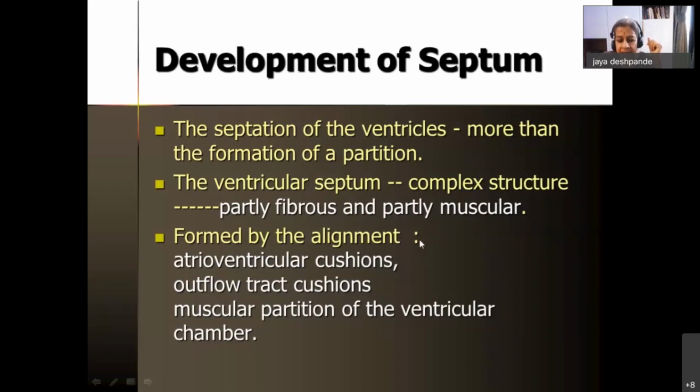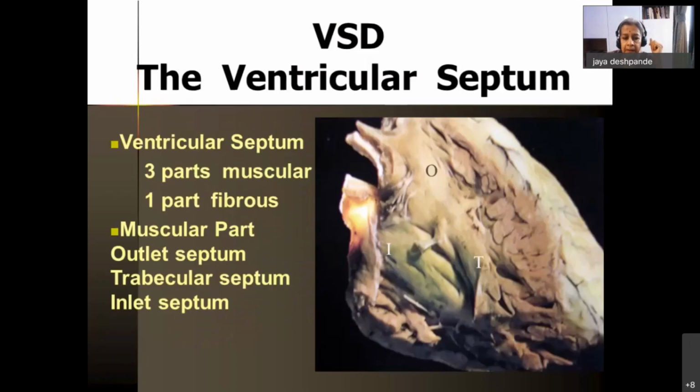And the ventricular septum is a complex structure because it is partly muscular and partly fibrous. It is formed by alignment of the muscular partition of the primitive ventricular chamber, by the outflow tract cushions, and by the atrioventricular cushions. So all these structures contribute to the development of the ventricular septum. So the ventricular septum is 3 parts muscular and 1 part fibrous.